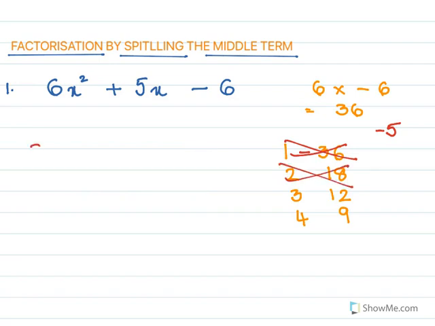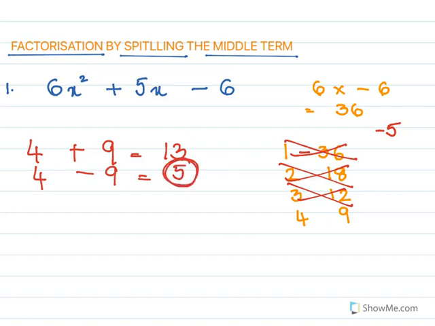Next we take 3 and 12. 3 plus 12, if we add up, we get 15, and 3 minus 12 will give us minus 9. Again, we do not get 5. So we reject this too. Now we take up 4 and 9. We see 4 plus 9 give us 13. But 4 minus 9 give us minus 5. So here we got what we wanted. 4 minus 9 equal to minus 5. So these are the factors in which we are going to break up.